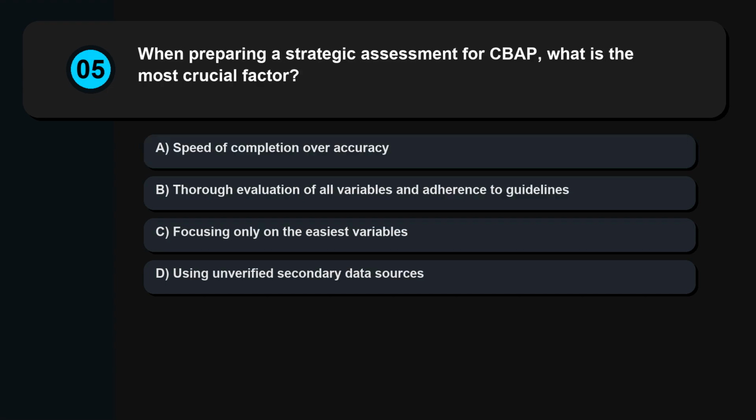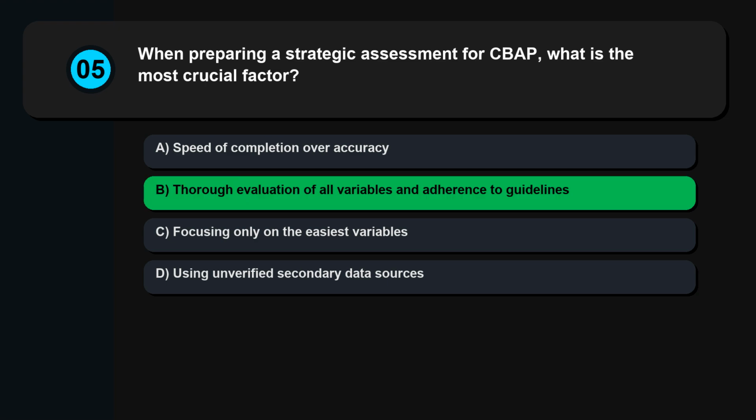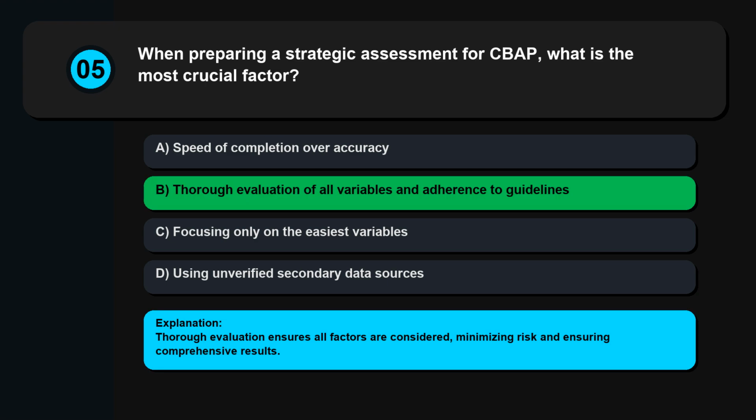Question 5. When preparing a strategic assessment for CBAP, what is the most crucial factor? Speed of completion over accuracy, thorough evaluation of all variables and adherence to guidelines, focusing only on the easiest variables, using unverified secondary data sources. Thorough evaluation ensures all factors are considered, minimizing risk and ensuring comprehensive results.